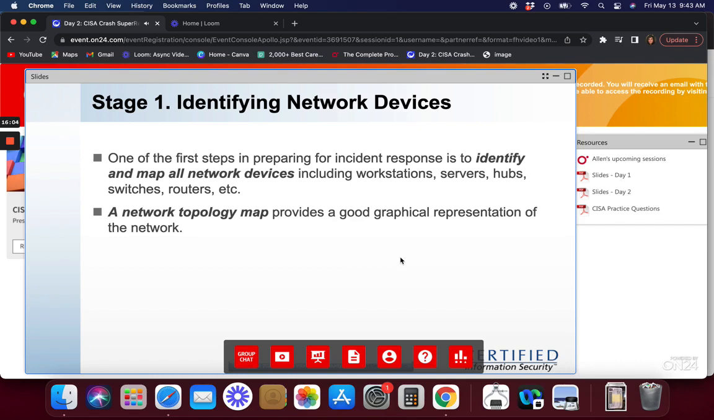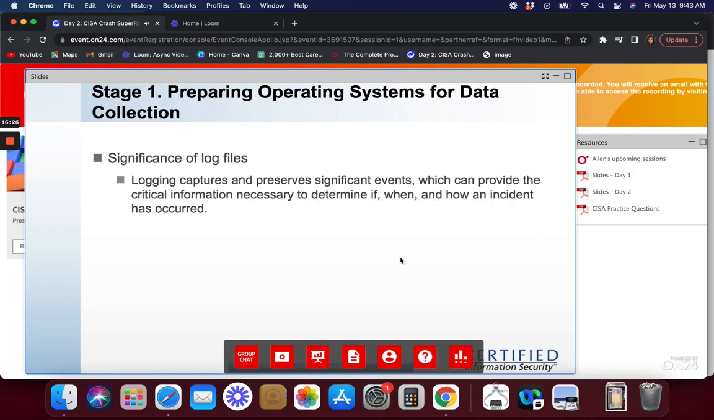One of the first steps, again, in preparing for incident response is knowing what it is you need to protect and what you're going to need to respond to. Again, identifying what network devices exist and how they could go down and how they could be compromised, and then figuring out how we respond. We also prepare in the planning in stage 1 for, well, if you want to audit logs later, you better turn on logging now. That's part of your preparation.